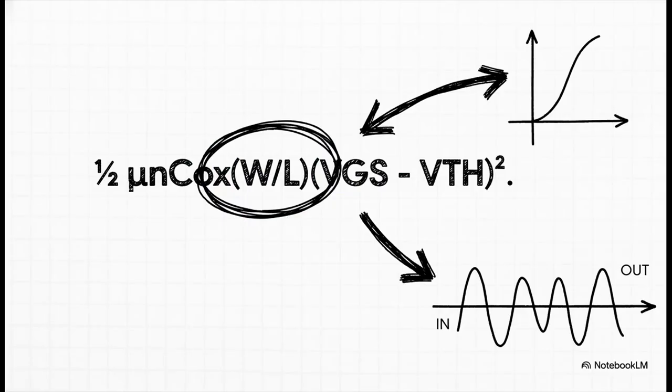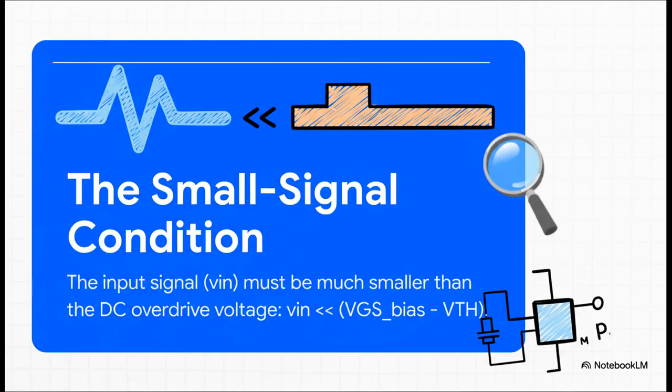So here it is. This is the full story of the transistor in saturation. And you see that little squared term on the end? That's the villain of our story. That's what makes this equation nonlinear. It means that if you double the input voltage, you don't just get double the output current. This nonlinearity makes the math really, really messy. So how do we get to use our simple approximation? What's the catch? Well, we have to follow one rule, the small signal condition.